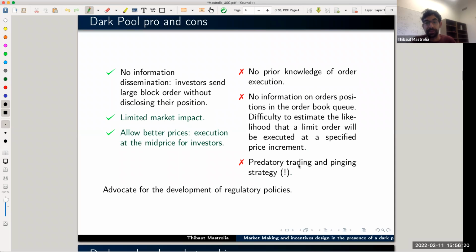So this is what we call predatory trading, but this is regulated. There is a lot of regulation policy to avoid this kind of thing. But we see at this step that there is a kind of drawback in the dark pool, sorry.